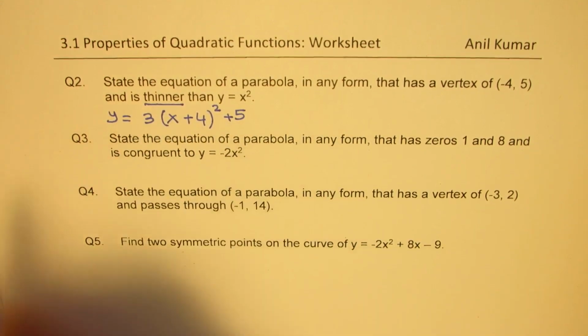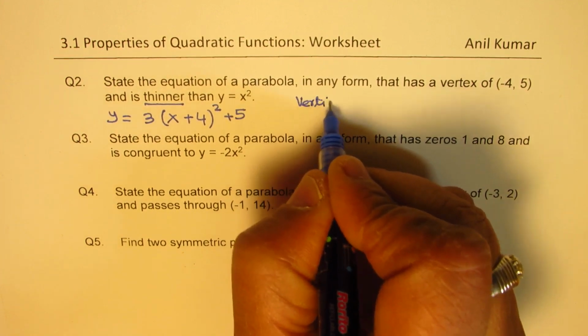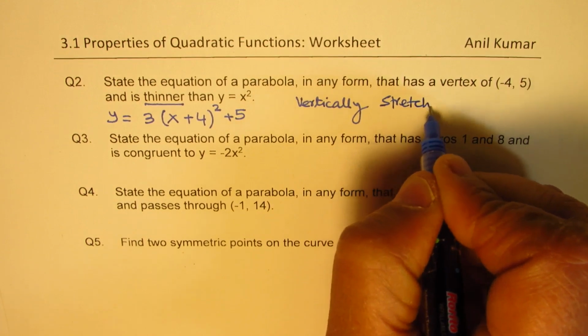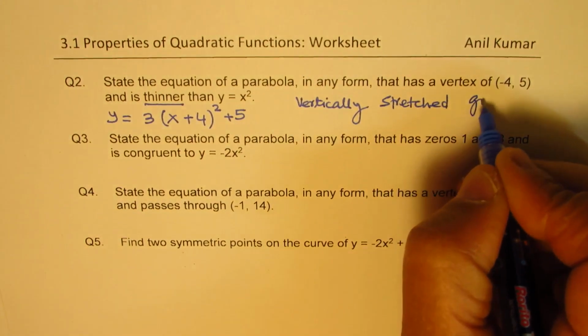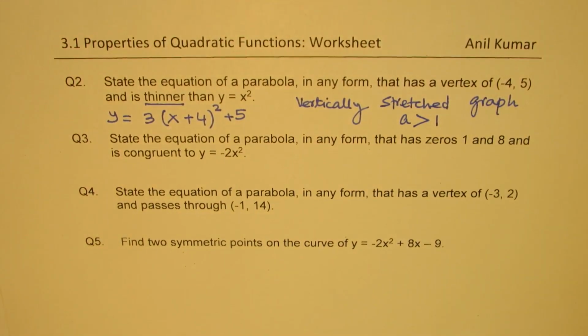So this value of 3 makes it vertically stretched. So basically we need a vertically stretched graph. Is that clear? So that means a value is greater than 1.